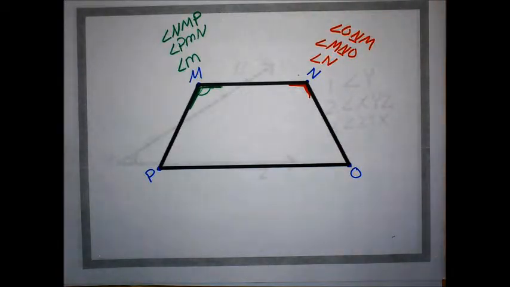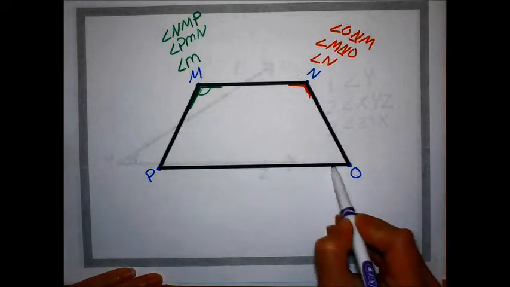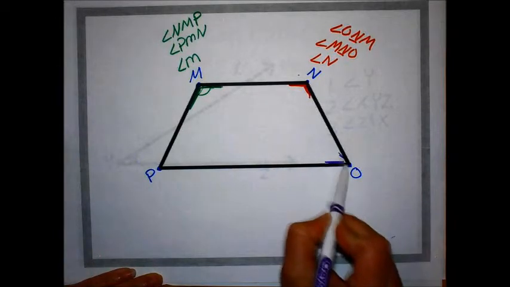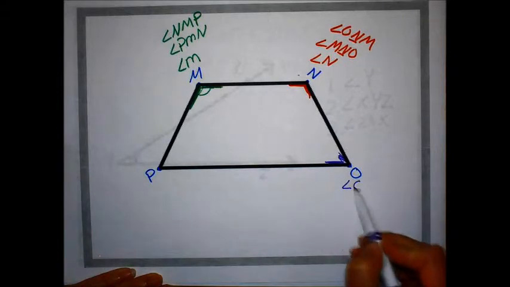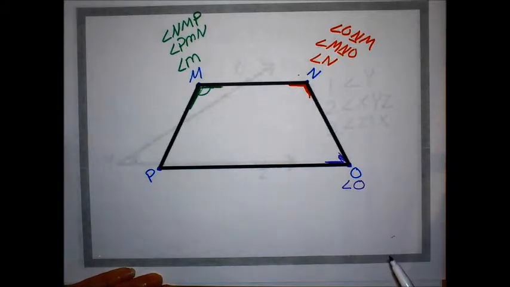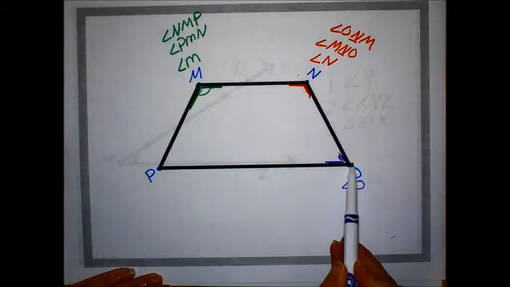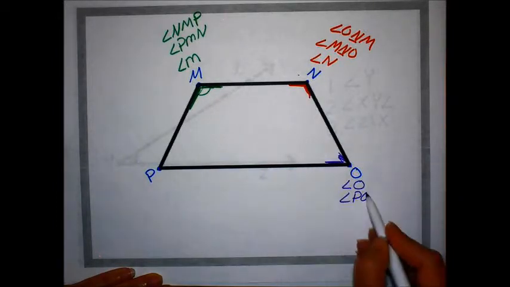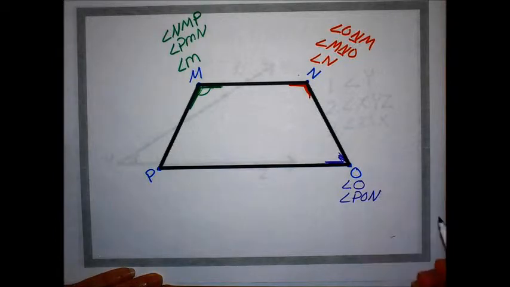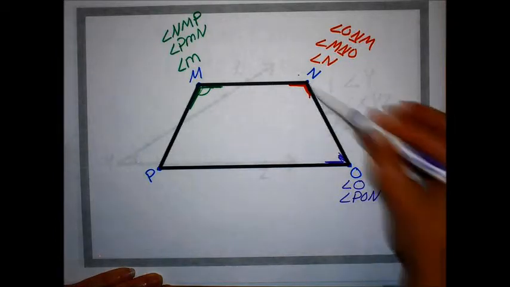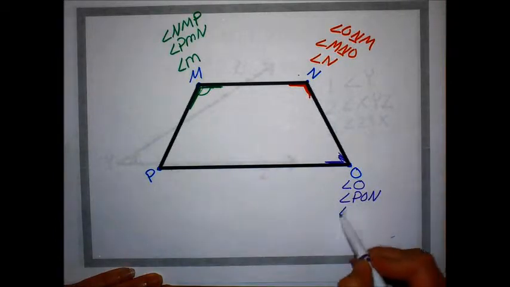Okay, let's look at the next one. Let's go to angle O. This angle right here, I can name it simply by the vertex, angle O. If I use 3 points, I can name it angle PON, or I can name it angle NOP.